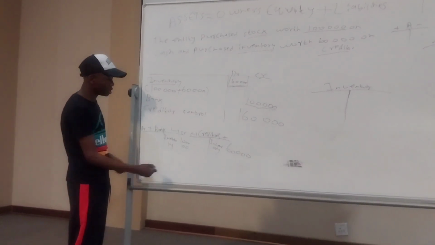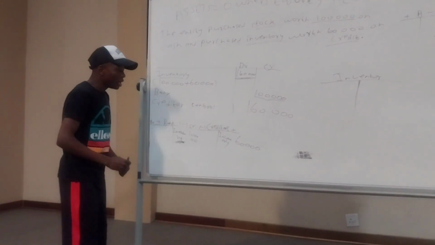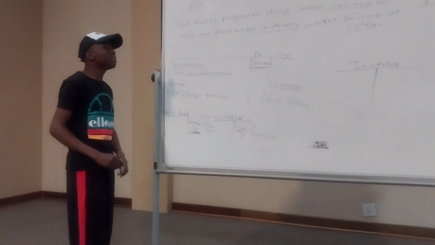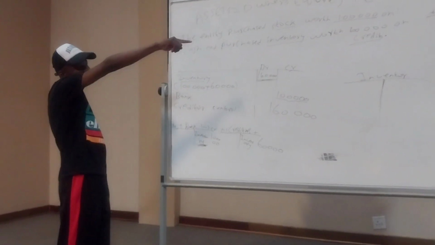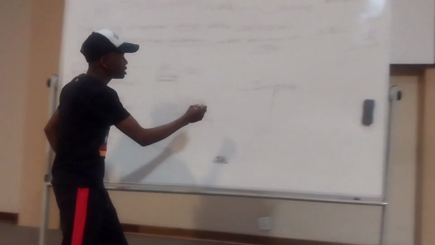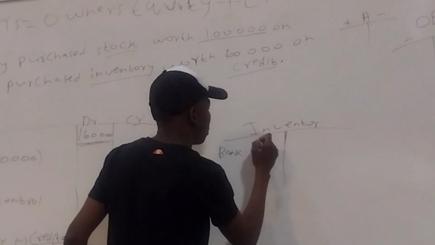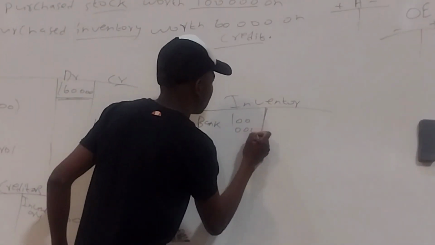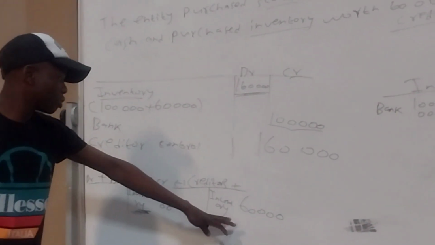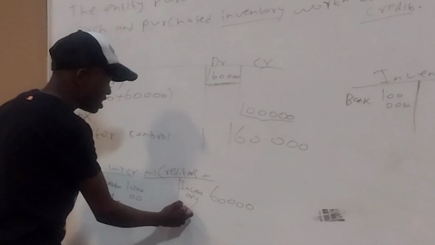You have an account here by the name of inventory. This credit balance, its debit balance has to be in the inventory account, by the name of the original account, which is this one. You're gonna write bank here with an amount of 100,000. And again, you have a credit balance of creditors control, but the account here is inventory.